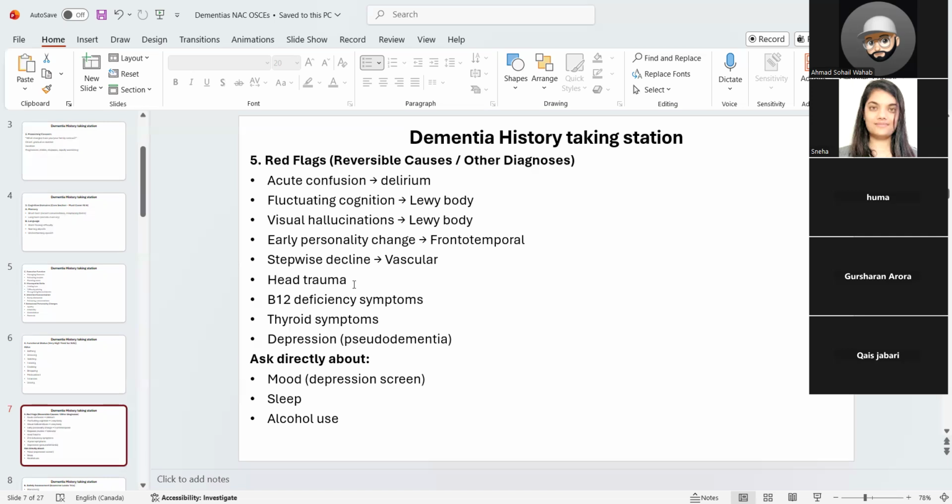For example, there could be a chronic bleed. Ask about B12 deficiency symptoms like numbness, getting tired quickly, anemia symptoms, because B12 deficiency causes both anemia and neurological symptoms. Ask them about numbness, tingling, burning sensation in the feet or hands. Ask them about thyroid symptoms. Hypothyroidism can sometimes mimic dementia or memory issues. Ask them about weight gain, cold intolerance, hot intolerance.